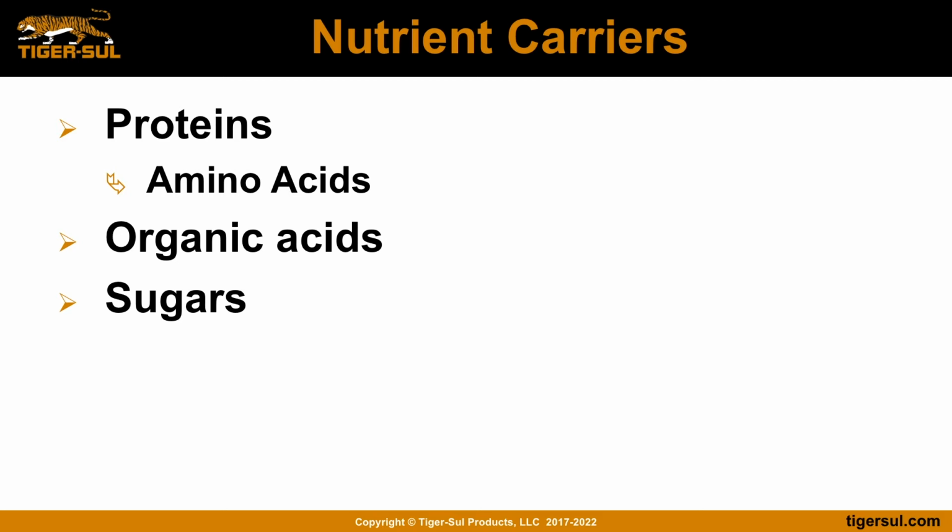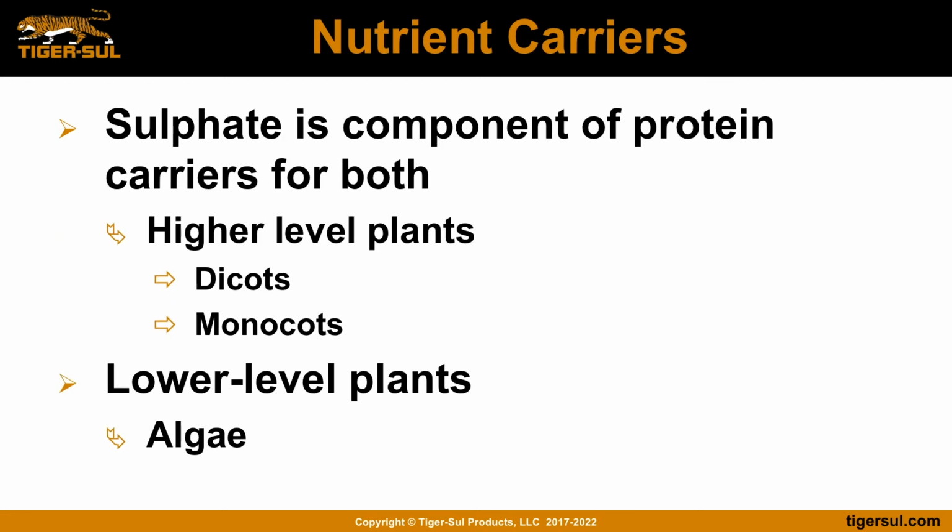Then we have nutrient carriers. As I mentioned earlier, you have the proteins with amino acids, you have organic acids and sugars as well that can facilitate movement of nutrients. Sulfate is a component of protein carriers, both in higher level plants as well as lower level plants.